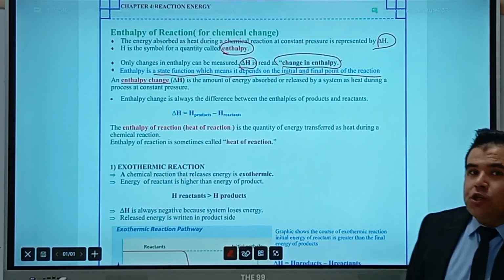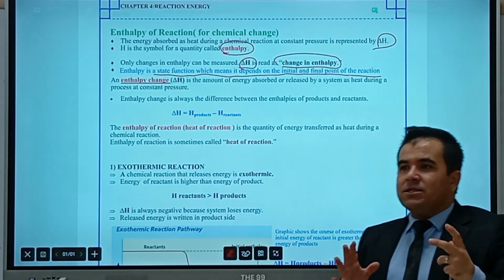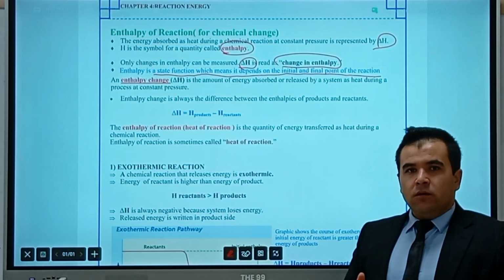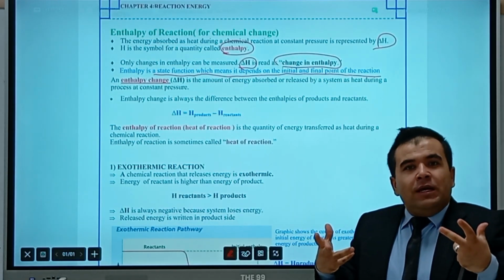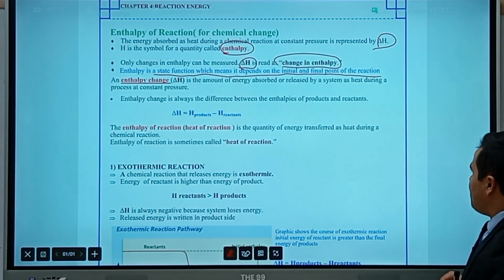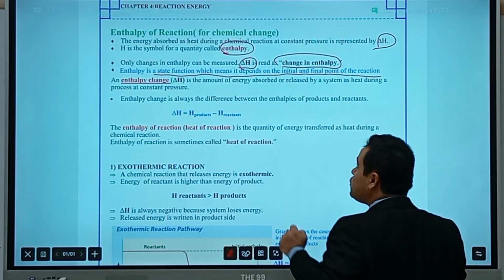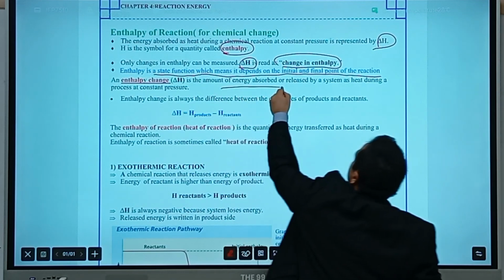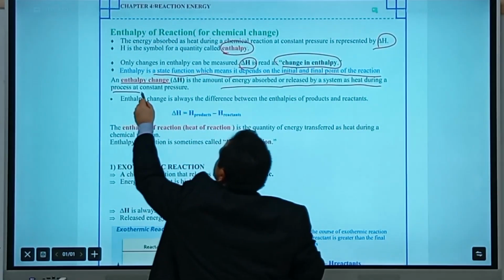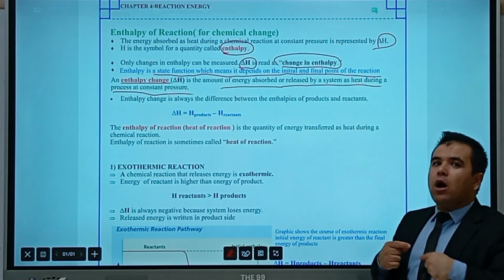Enthalpy is a state function. State function means it depends on two points, the beginning and the final. In one point, we cannot determine the enthalpy. So what's the enthalpy change? It is the amount of energy absorbed or released by a system as heat during a process at constant pressure.